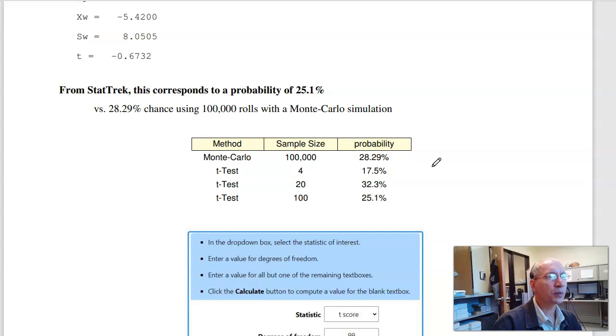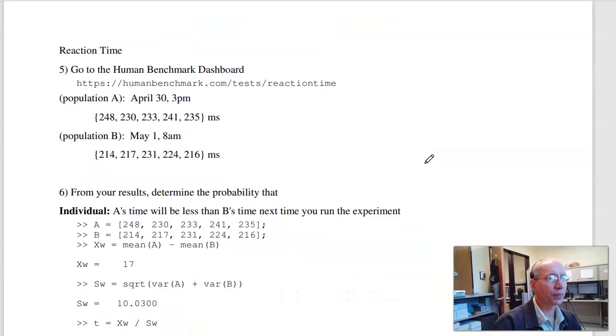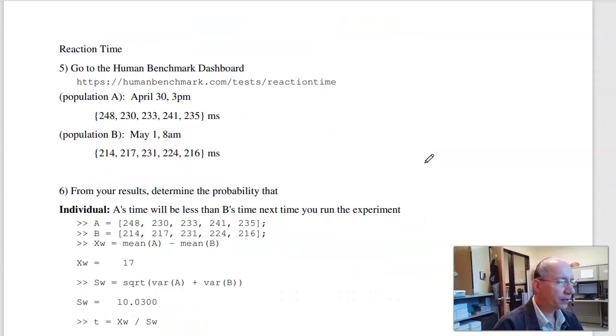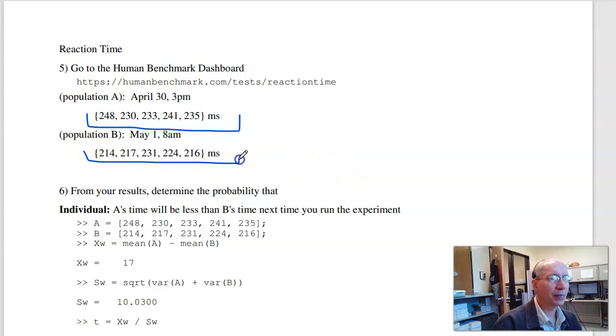So that was problem number 1 through 4. Problem 5 is go to this website, and what it does is it checks your reflex time. So you click a button, the light turns green or red, you hit the button when it turns red, and it measures your reflex time. So doing that, I got 4 measurements. A day later, I took the same measurement. Is there a difference? Was my reaction time better on May 1st than it was on April 30th?